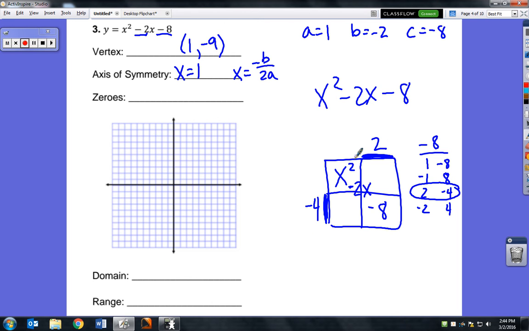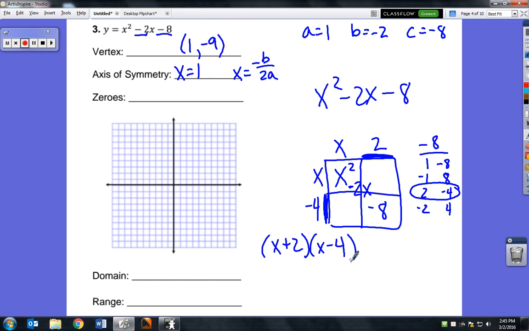We also know that this side length and this side length have to be things that multiply to be x squared, which would be an x and an x. So now we found our factors. x plus 2, x minus 4.